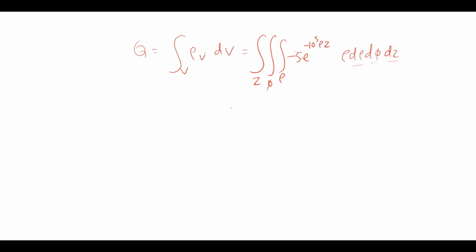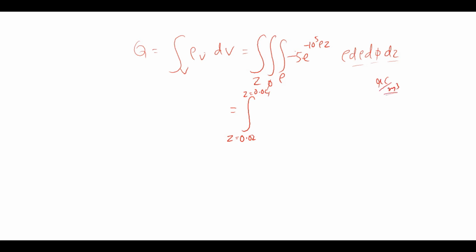So what are the limits for z, phi and rho? As we discussed earlier, z starts from 0.02 to z equal to 0.04. Now why is it not 2 and 4? Because the unit given there was centimeters, but this unit is microcoulomb per meter cube. So we want everything in meters.